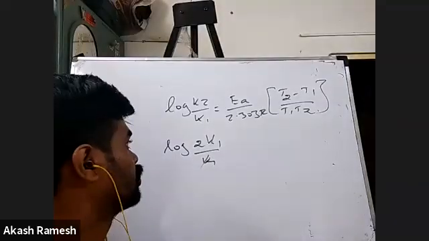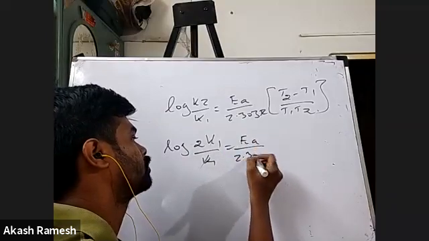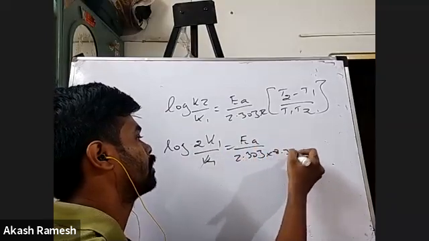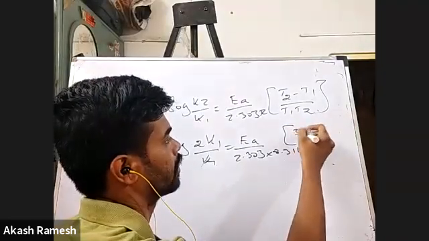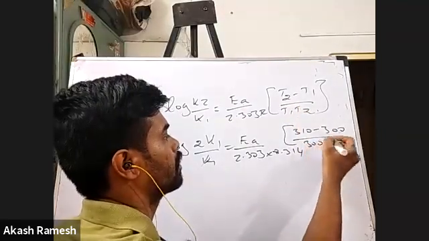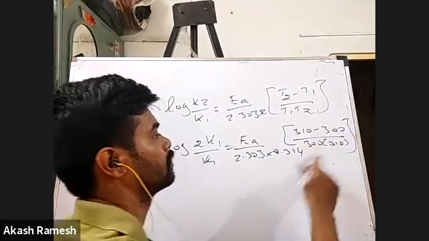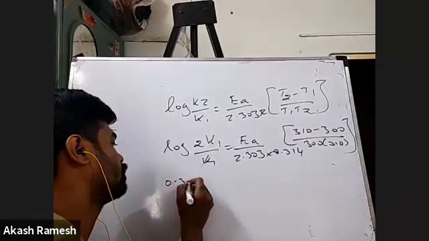So simple formula substitution. So now we have substituted this. Ea is what we have to find. 2.303 into 8.314 would be there. And T2 is 310 minus 300 divided by 300 into 310. This is what we would have had. So log 2 value is 0.3010.